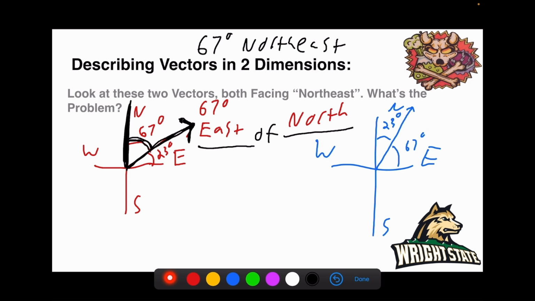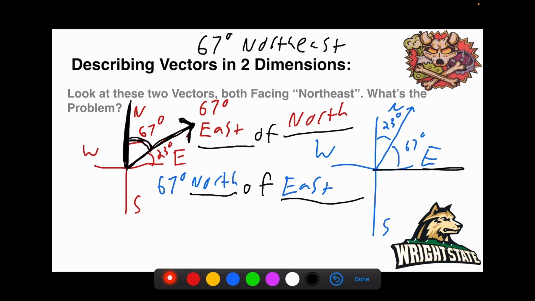Likewise, this blue one over here, I would call 67 degrees north of east. Because notice, go to the east, to the north of that 67 degrees, that's where my line is. So, blank of blank notation will help you determine what you're referring to when you're talking about a compass rose and vectors. Basically, you draw a line at the second direction noted, like north in this case, and then your angle is drawn to the other direction from that. So east of north, draw a line to the north, the angle is to the east of that. North of east, draw a line to the east, angle to the north of that.